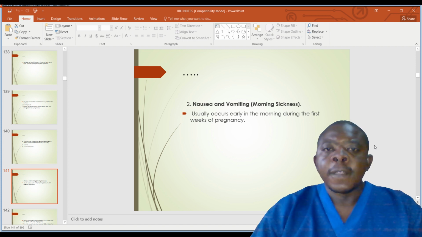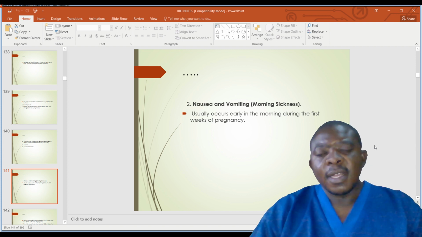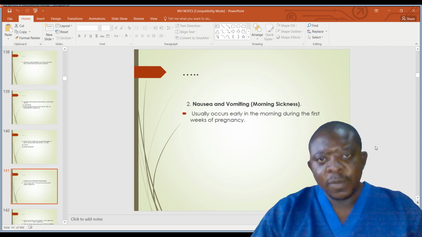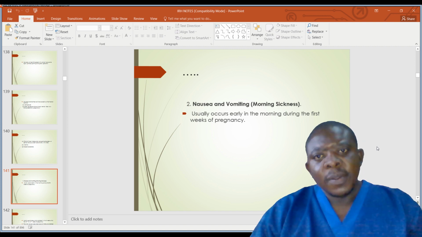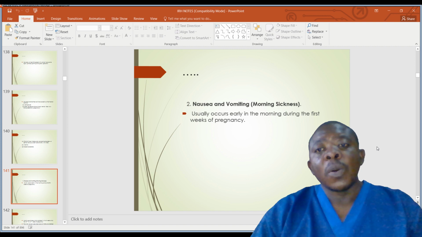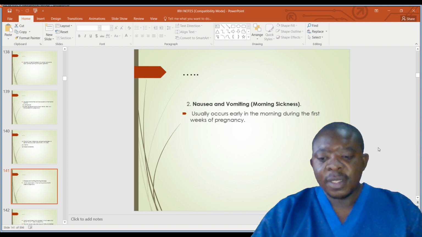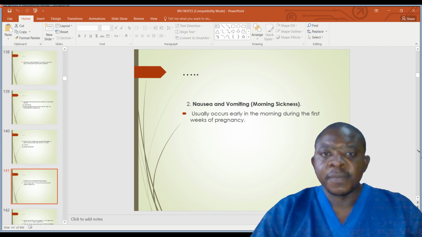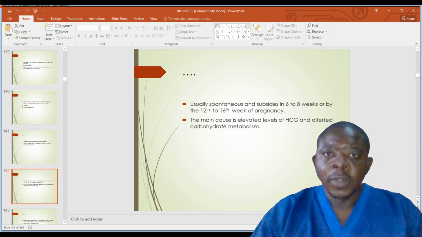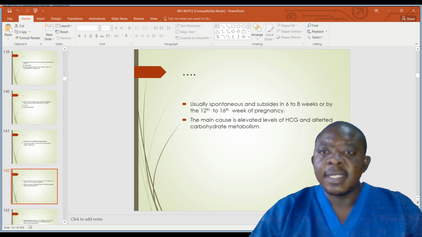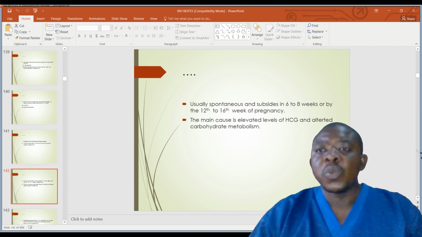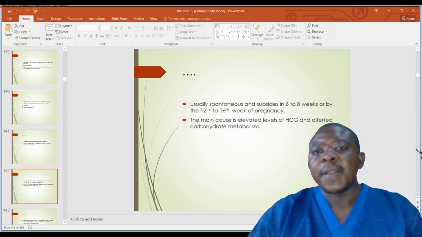Nausea and vomiting as one of those presumptive signs and symptoms of pregnancy. Nausea and vomiting, mostly commonly called morning sickness, usually occurs early in the morning during the first weeks of pregnancy. Usually spontaneous and subsides in 6 to 8 weeks or by the 12th or 16th week of gestation.